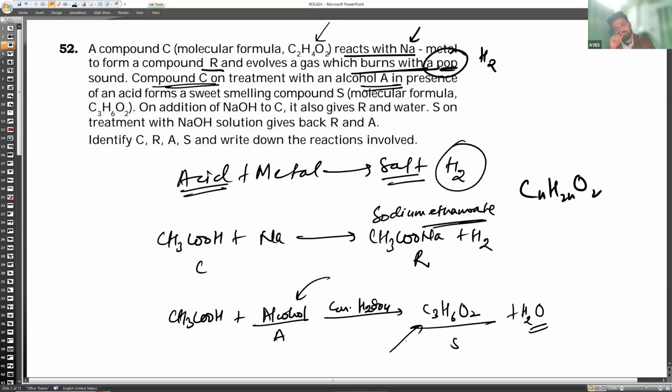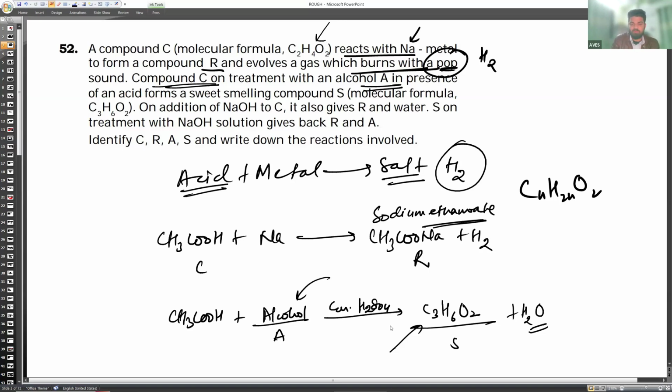Other students? Jaslene, Jobita, Tejasvi, Kiran. Methanol. Yeah, it is methanol. Why methanol?